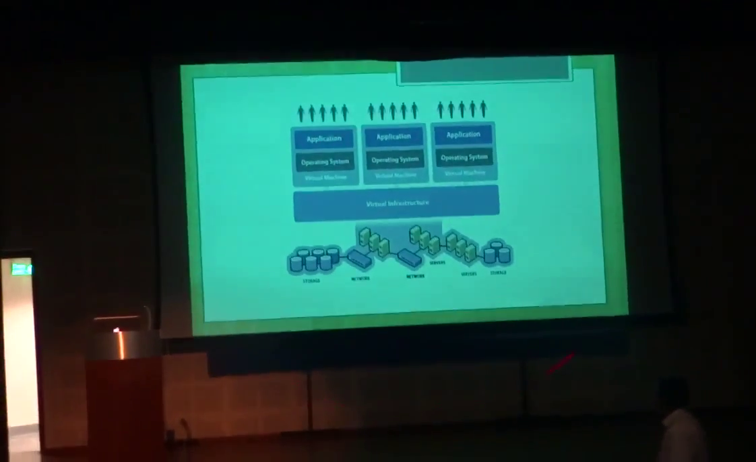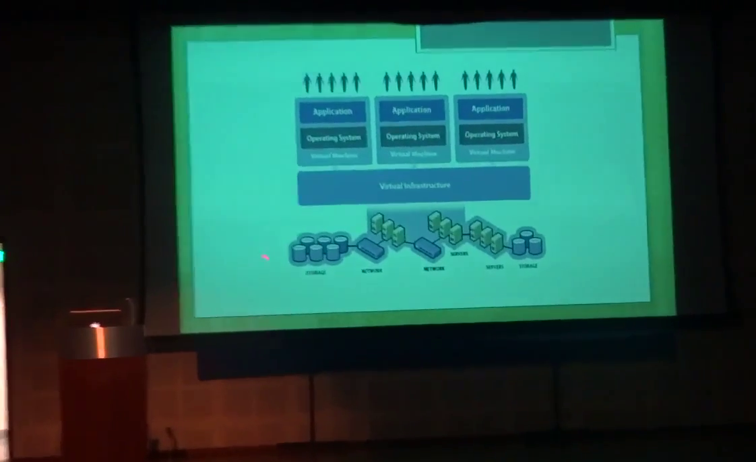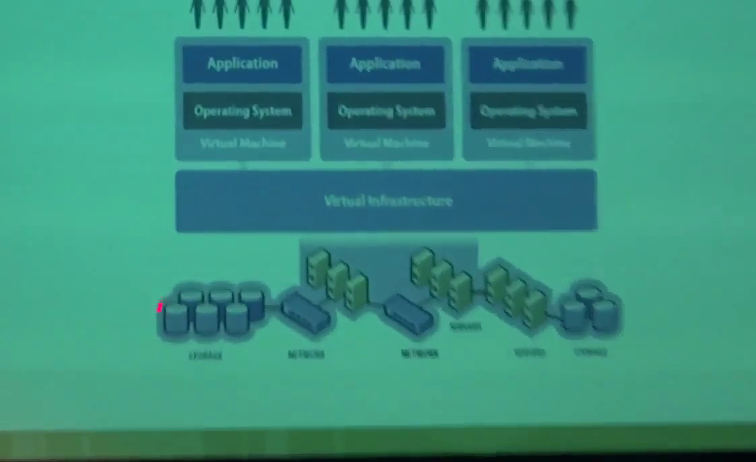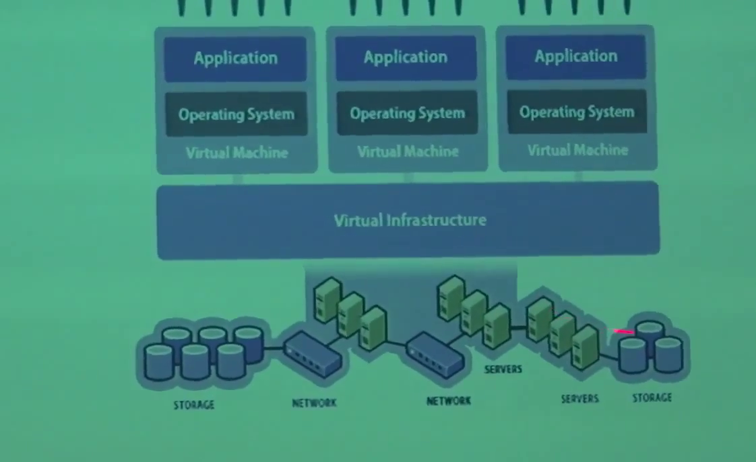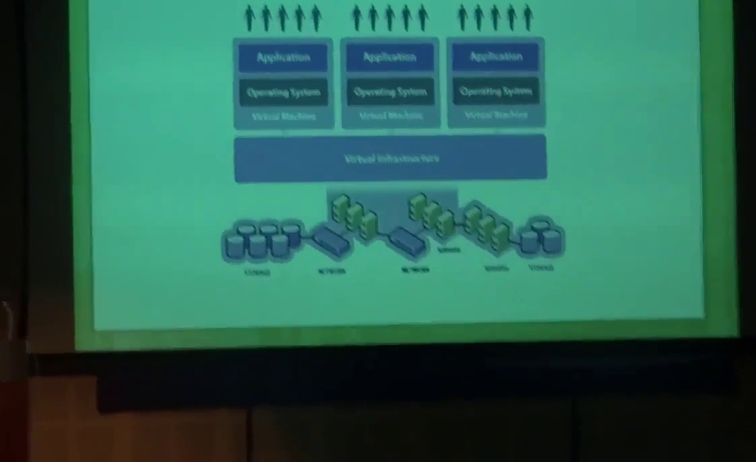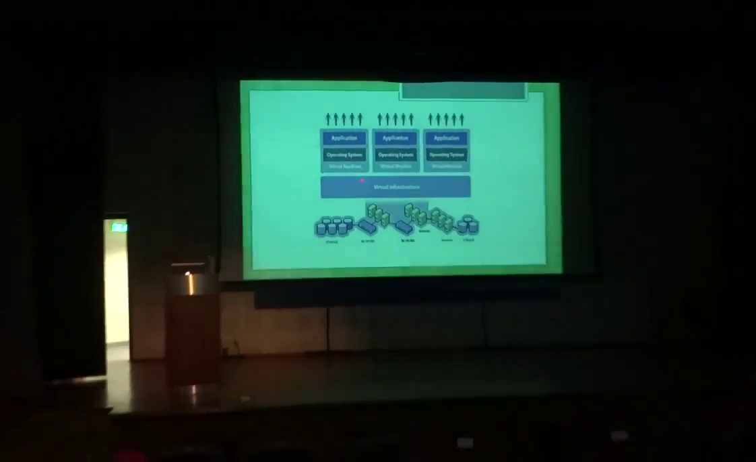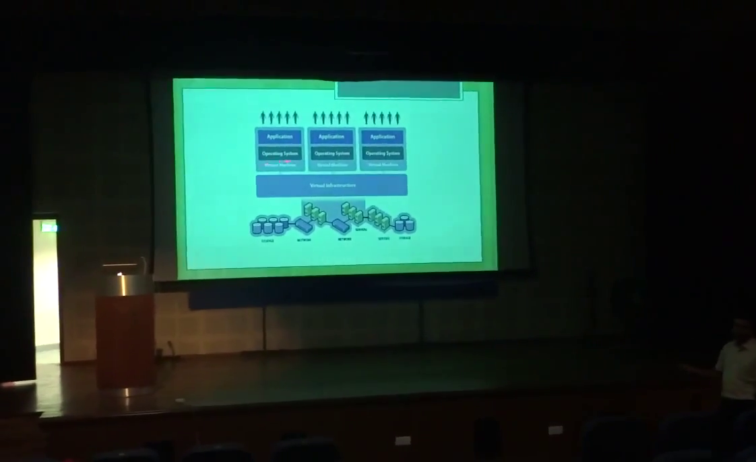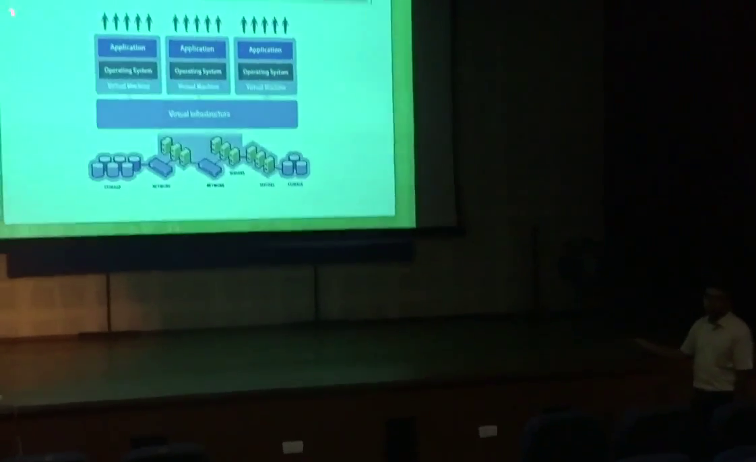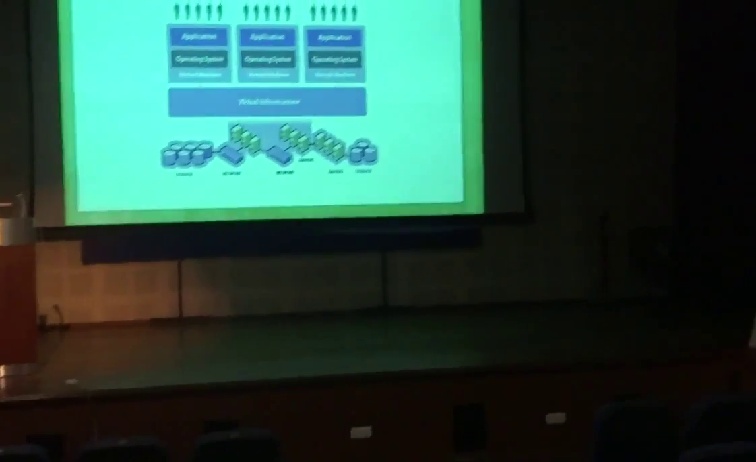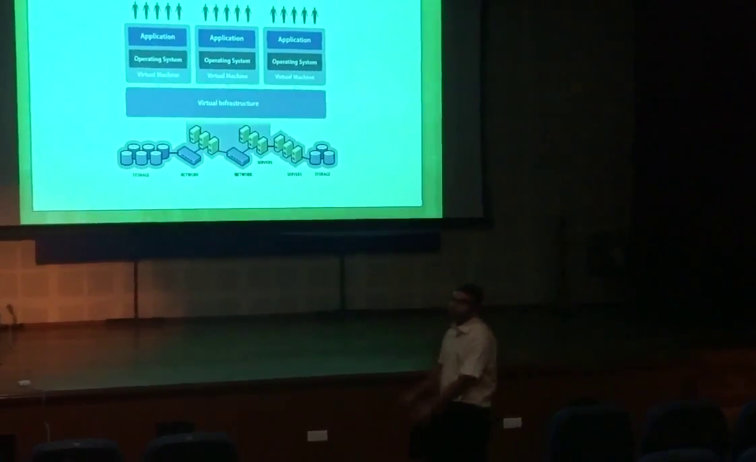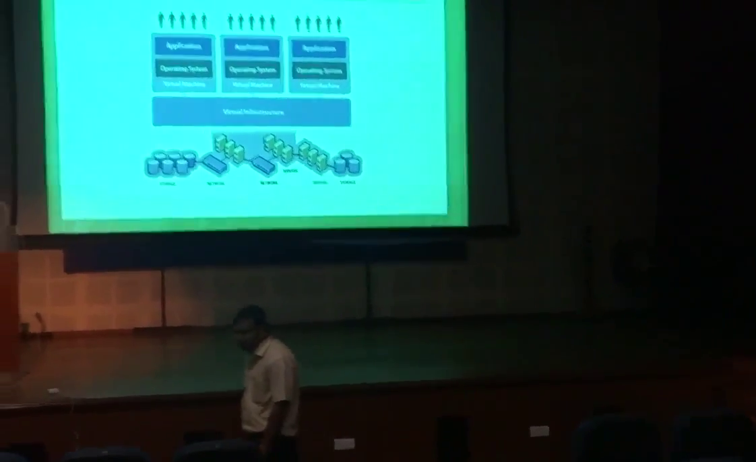This is a virtual infrastructure. An underlying hardware of a data center, having storage, network, server, storage. A huge hardware is there. And below this hardware, what is there? A virtual infrastructure we have created. Different virtual machines used by different users. This is a picture of virtualization in cloud. What I was trying to explain.